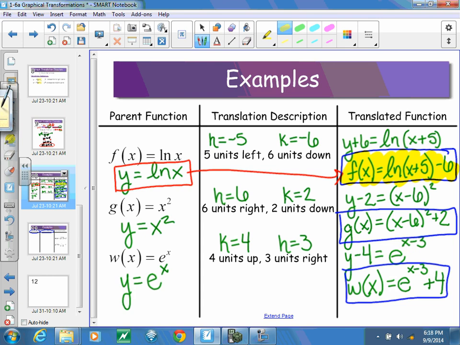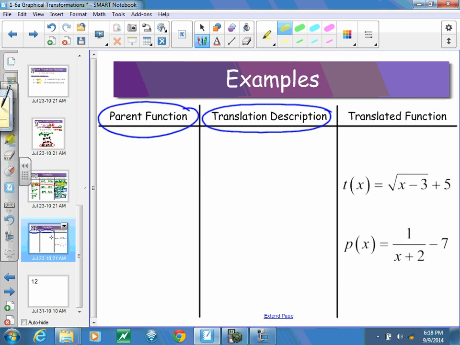So I want to see, can you try and work backwards? For class tomorrow, given the two translated functions, can you try and figure out what the translation description is, and then what parent function is being used?